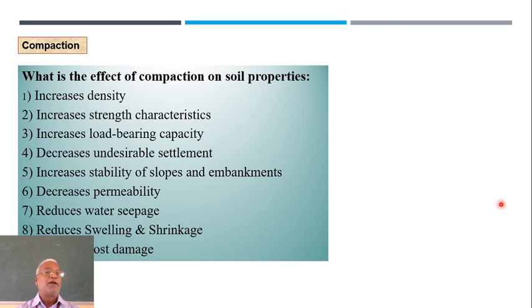Okay. Here, what is the effect of compaction on soil properties? There are many. One by one we'll see. It increases the density, obvious. It increases the strength characteristics. It increases load bearing capacity, SBC we call. It decreases undesirable settlement. Of course, when you compact it, there is no space left so that it can settle down. Because of that, unexpected settlement is not happening.